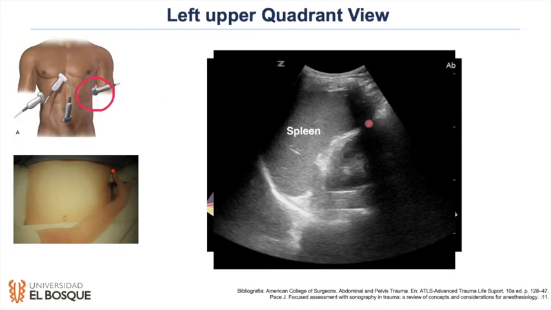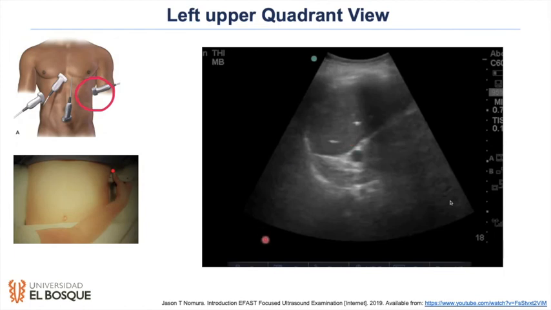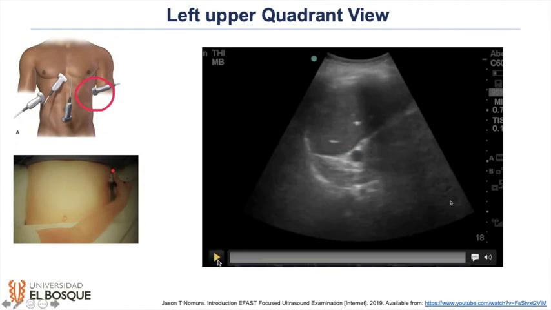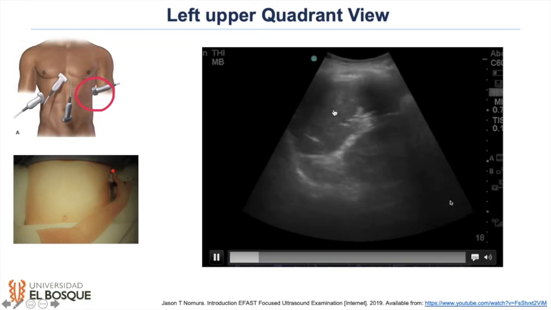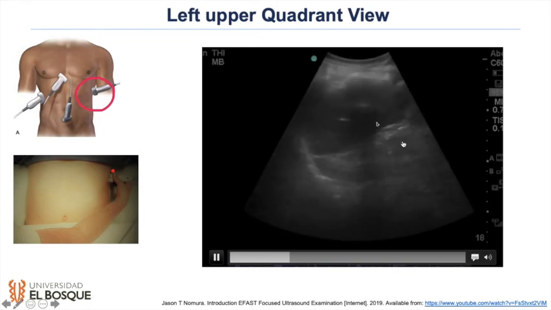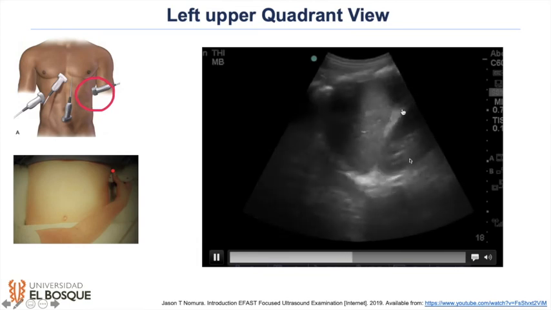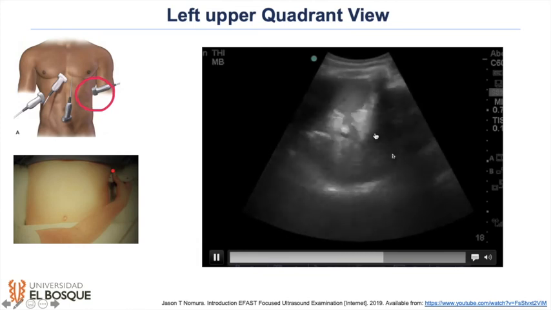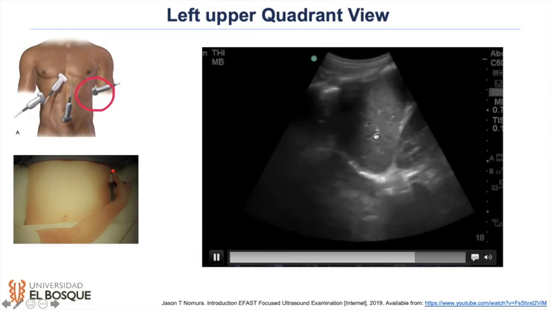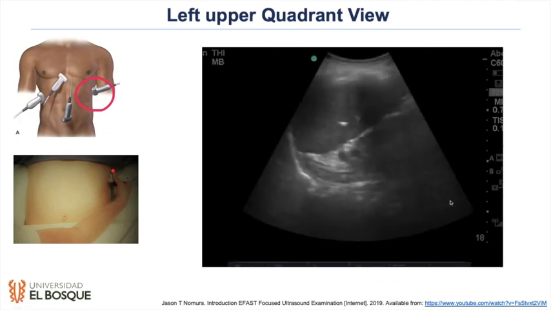And you're going to see here the splenorenal interface that I've told you before. This is how you're going to look at it: spleen, kidney, and the interface here, the white line that is between those two organs.